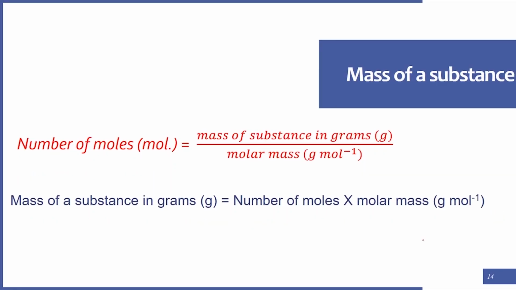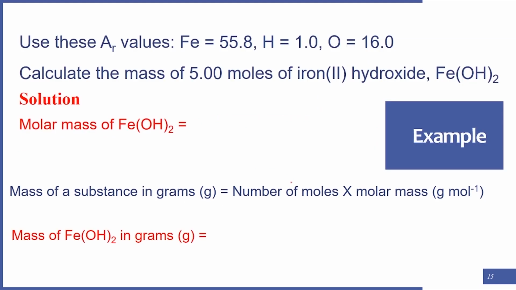What if we are asked to calculate the mass of a substance in grams? We will need to rearrange the equation mass over the molar mass to be the mass of the substance in grams is equal to the number of moles multiplied by the molar mass in grams per mole. Let's apply the formula in this example.